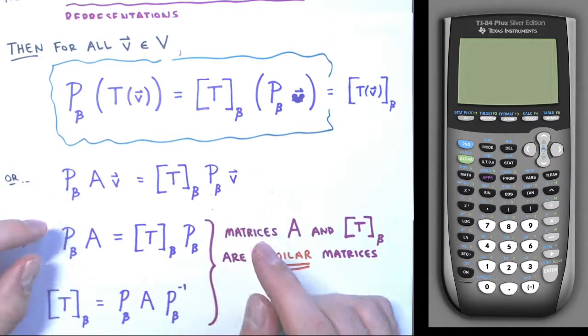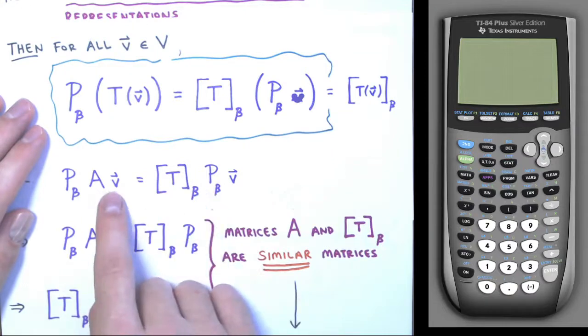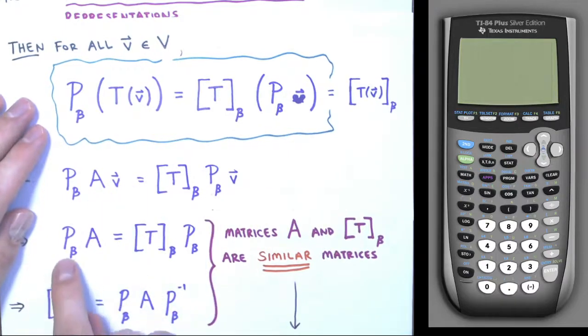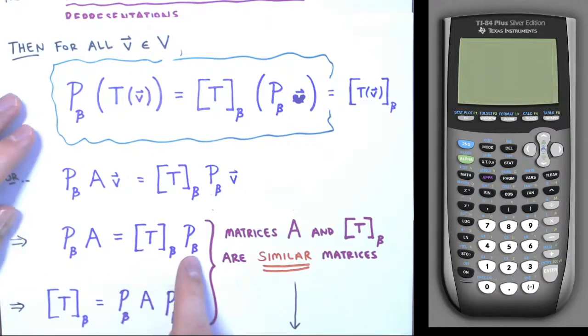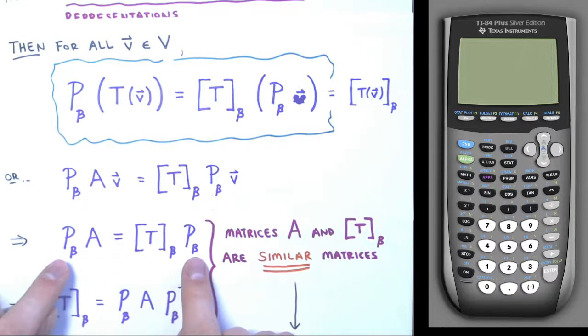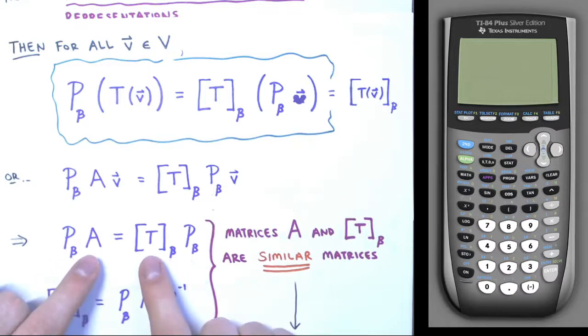And as I did earlier, we can then state that if this is going to be true for every vector in the domain, then these two matrix products have to be equal. So PB times A has to be equal to this matrix representation with respect to B times PB. And look at this. Notice how the matrices on the outside of this equation are the same, and they're invertible. Remember, PB should be an invertible matrix. All your transition matrices, change of coordinates matrices, are invertible. So I have these invertible matrices on the outside, and closest to the equals are A and this matrix representation with respect to B, this TB here.